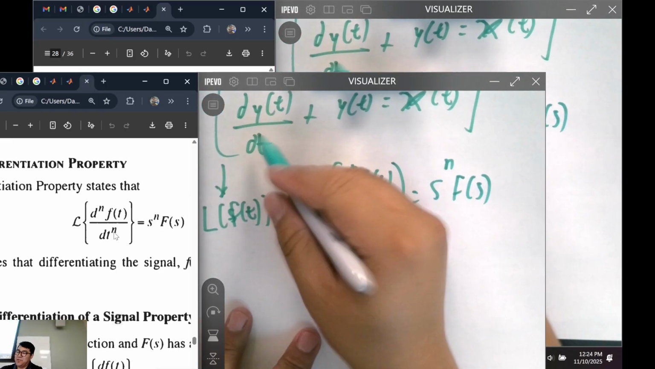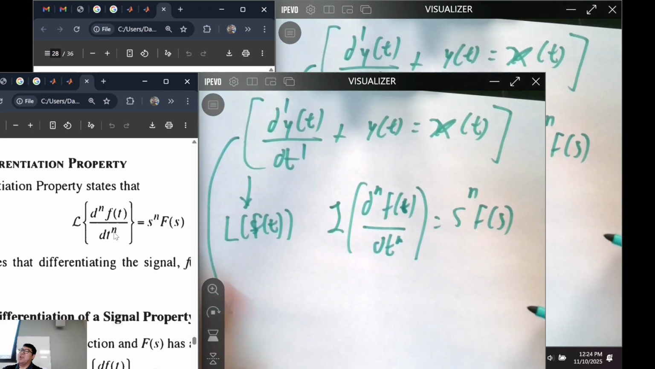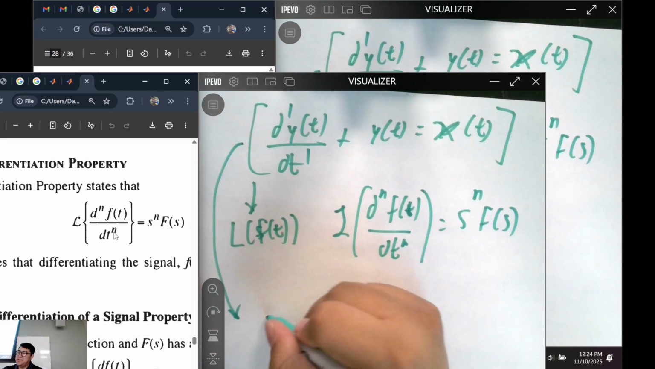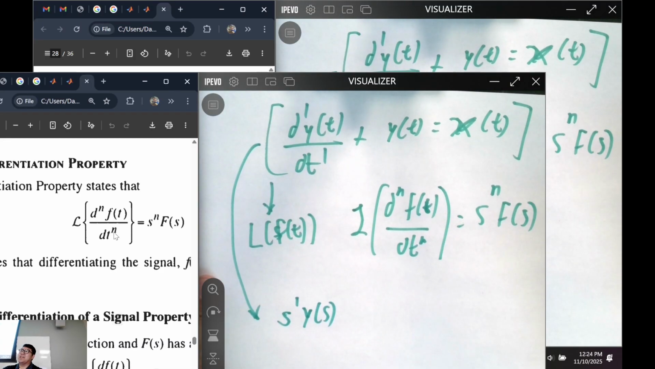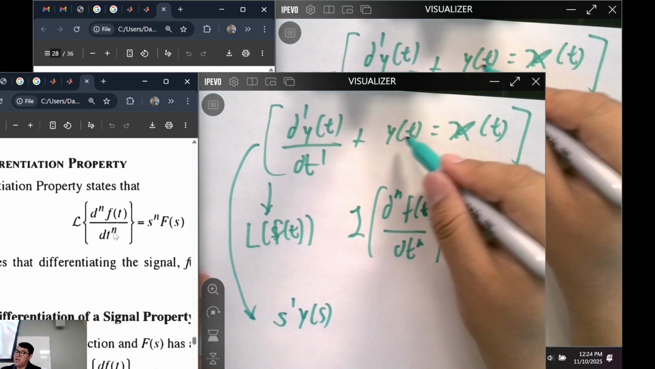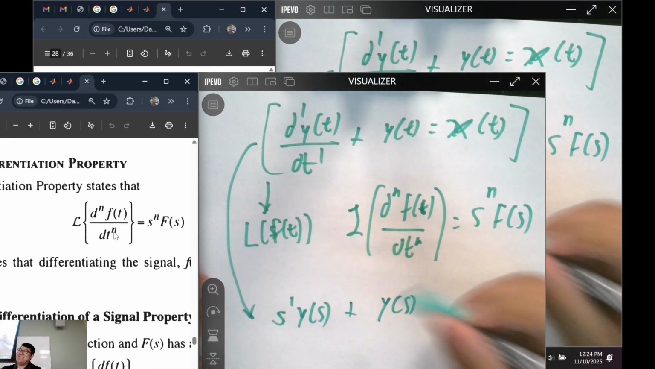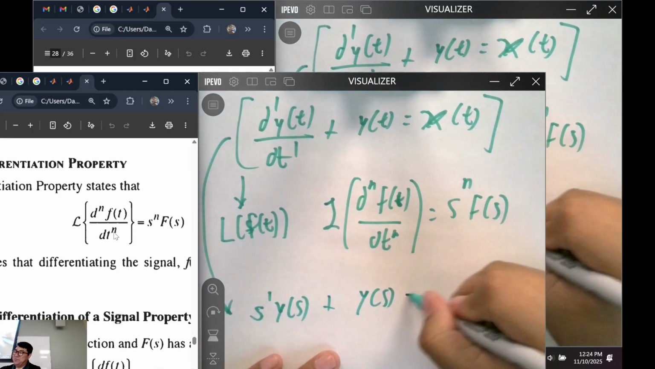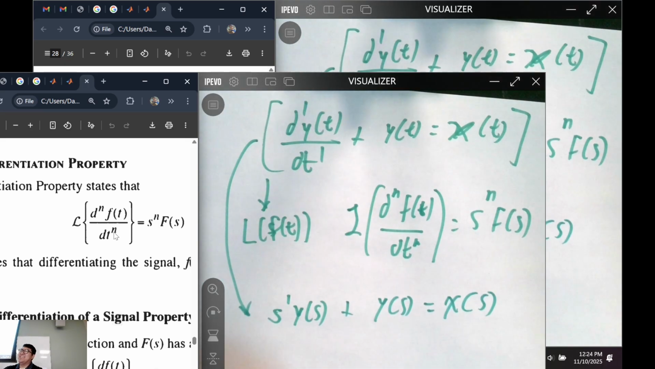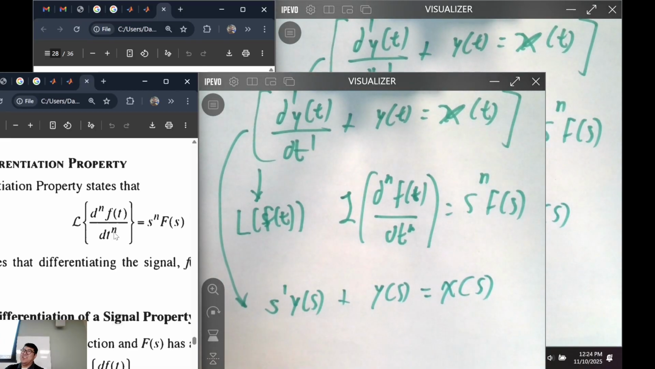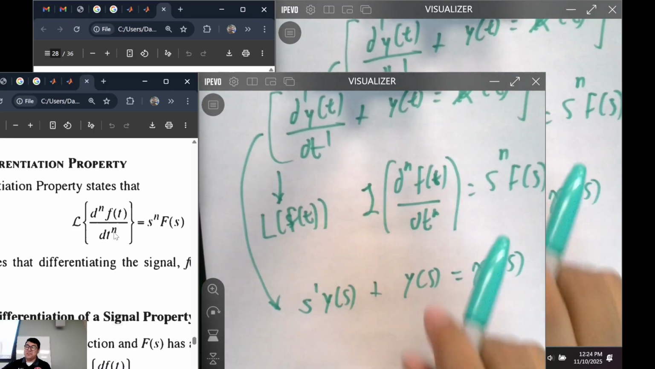So what does this mean? For this dy of t, it's the first derivative. What's this Laplace transform? Based on this, it's going to be s times Y of s. Is that good? And then this y of t, what's the Laplace transform of y of t? Y of s. What's the Laplace transform of x of t? X of s. Simple. This is going to be a tool that will be useful later on when we talk about the unilateral Laplace transforms. This is one you got to memorize.